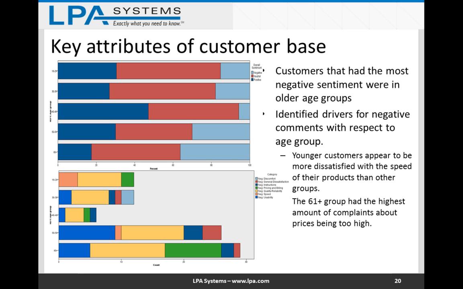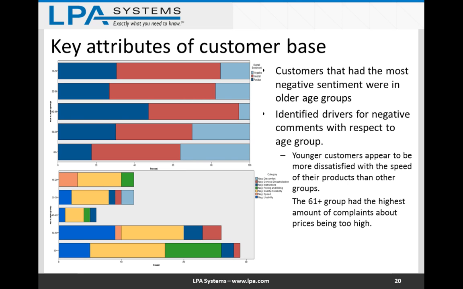And I'm going to go over our results from our text mining. We were able to figure out that customers with the most negative sentiment were in the older age group. So we saw that the 60-plus age group had the most negative comments in their survey responses. We identified some drivers for the negative comments with respect to the age group. Price, pricing and billing, had a high number of mentions, so the older group appeared to be more price sensitive than the others.